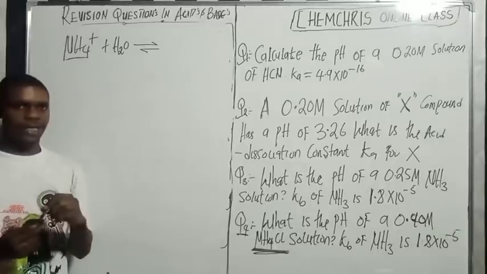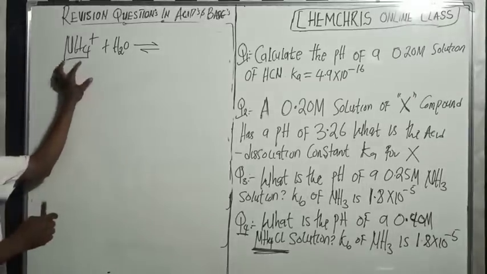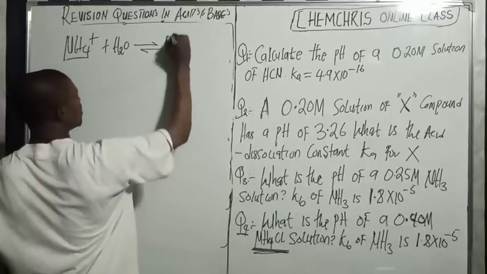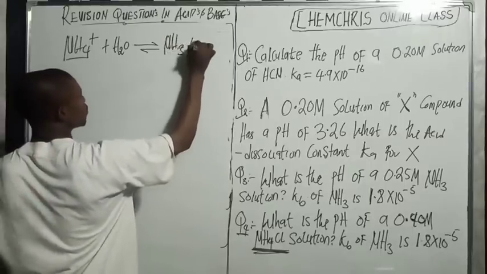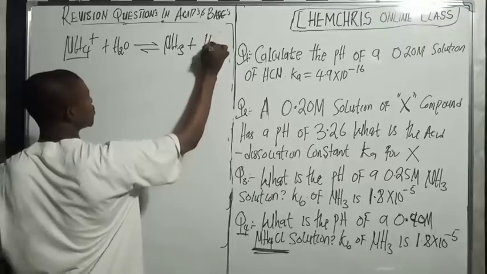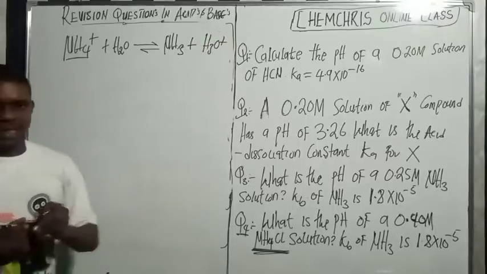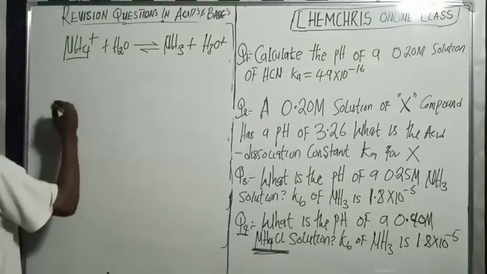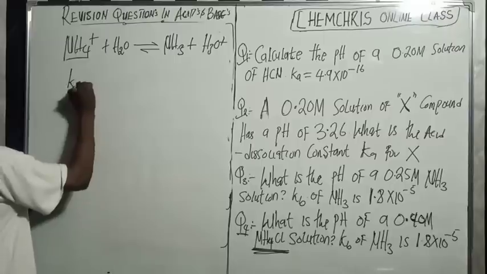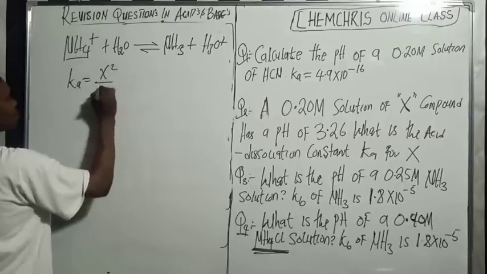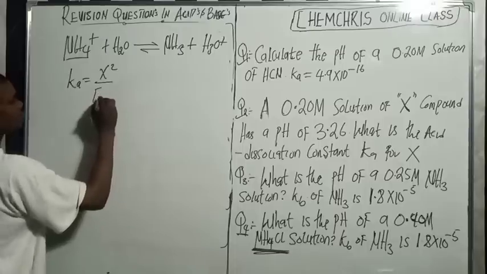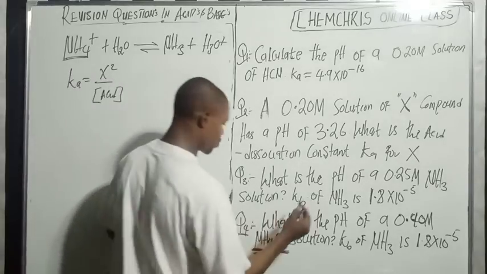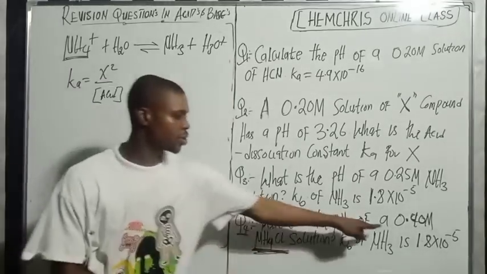The acid will donate one hydrogen to the base, so here I have NH3 plus H3O plus. Can you see that? We are going to make use of this formula: Ka equals x squared over the concentration of the acid. This is now my acid, and the concentration was 0.40.